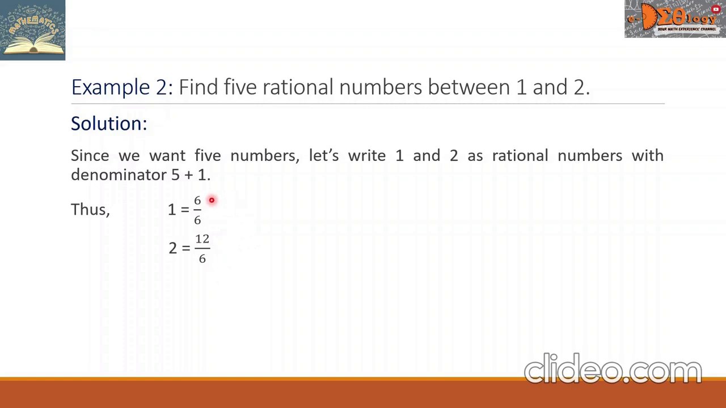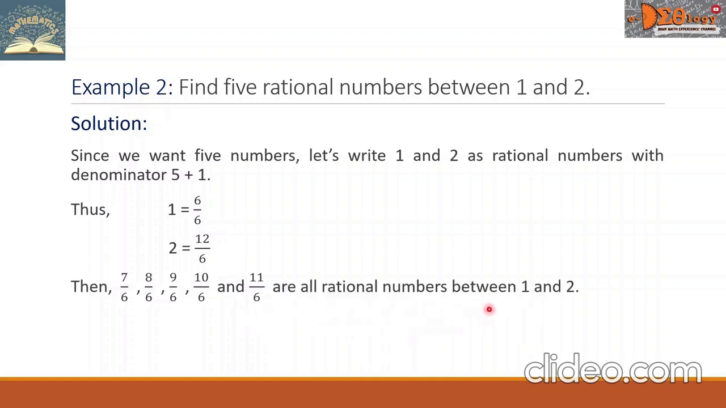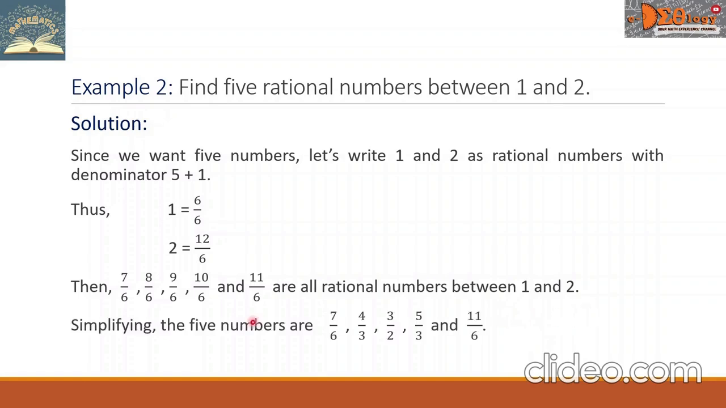Then, for the numerators 6 and 12, let us consider the integers between 6 and 12, and write them as numerators for new fractions using the number 6 as denominator. That will be 7 over 6, 8 over 6, 9 over 6, 10 over 6, and 11 over 6. These are all rational numbers between 1 and 2. When we simplify the fractions, we now have 7 over 6, 4 over 3, 3 over 2, 5 over 3, and 11 over 6. These are the answers.